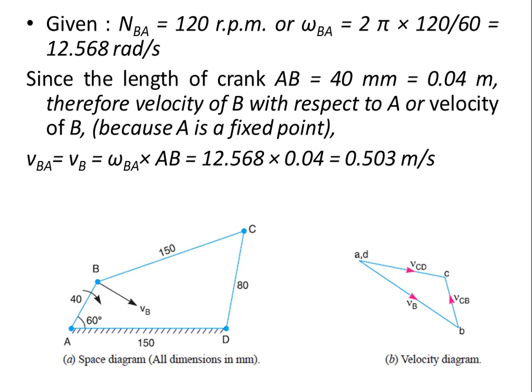So we'll start from the initial point, which is the fixed point. A is a fixed point and D is also a fixed point. So AD has a common point because it is completely fixed. So let us start a point from A, and it should also end at point D. So A and D, we are taking a common point here.